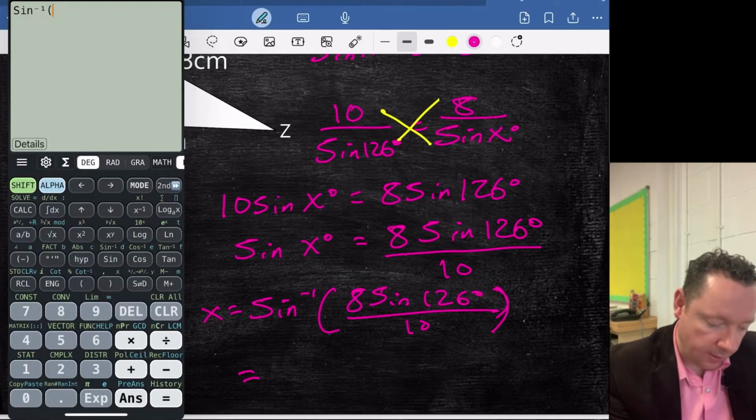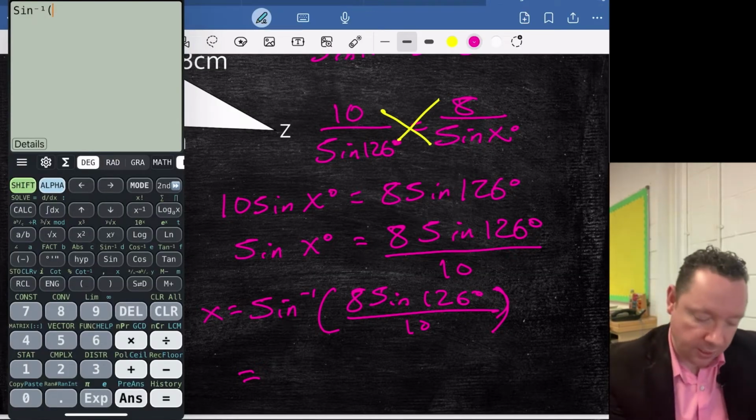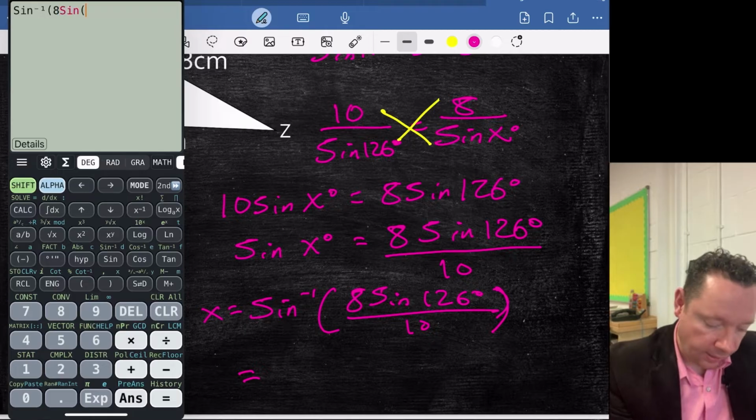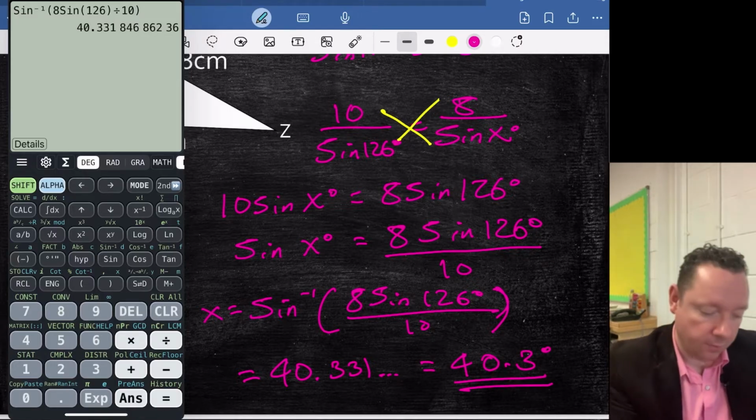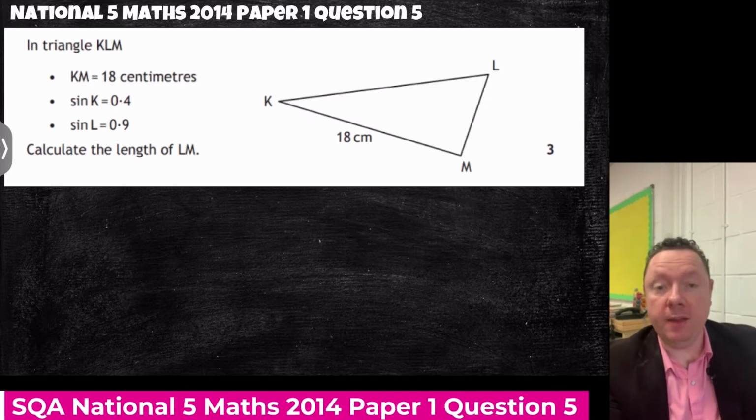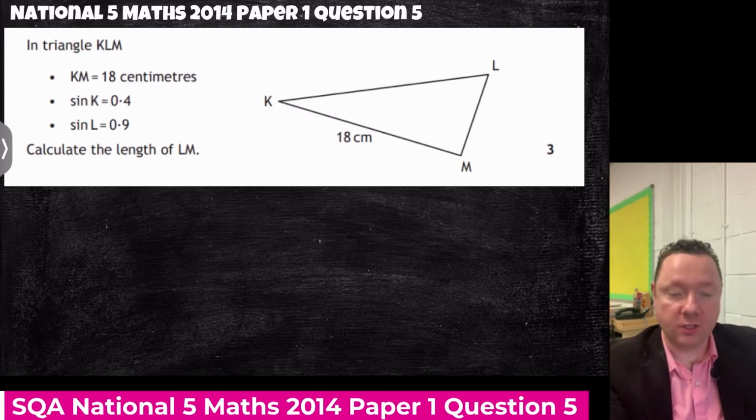Shift sine, make sure the bracket opens or open it yourself. 8 sine 126, close the bracket for the angle, and then divide by 10. And we get an answer, closing the bracket, of 40.331, or 40.3, and it's degrees because it's an angle. And we're done there.